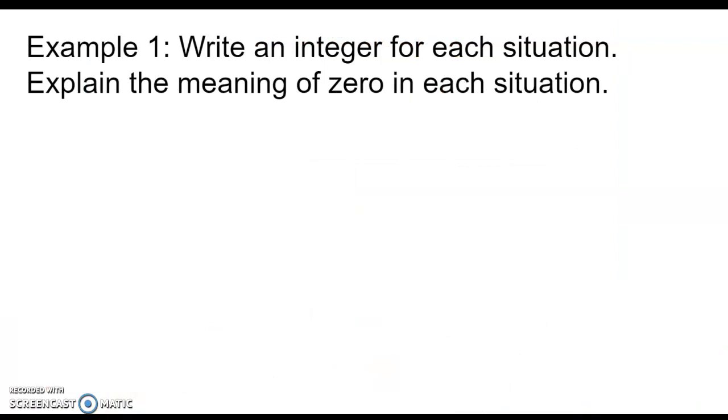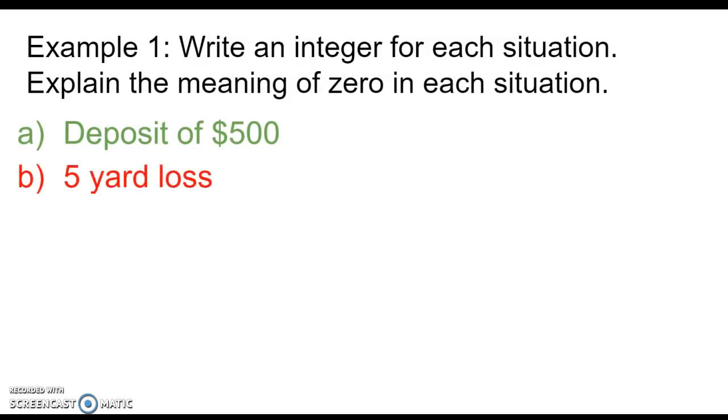All right, example 1. This is the practice that you guys had to do in your notes. Write an integer for each situation. Explain the meaning of 0 in each situation. So our first situation is a deposit of $500, and our second is a 5-yard loss. So deposit actually means you're putting money into the ATM. I know this looks like they're taking money out, but you're putting money into an ATM. That's what a deposit is.